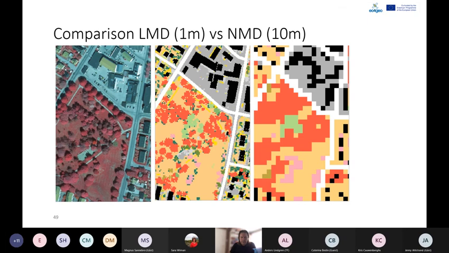So if you compare these three, to the left is orthophoto, and the 1 meter resolution high resolution land cover, and you have the 10 meter resolution land cover. You can see that the basic structure is the same, but you get very much more detail in this 1 meter, of course.